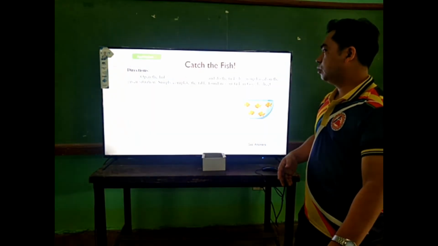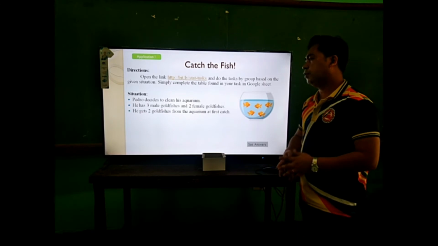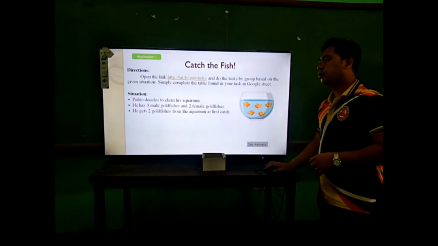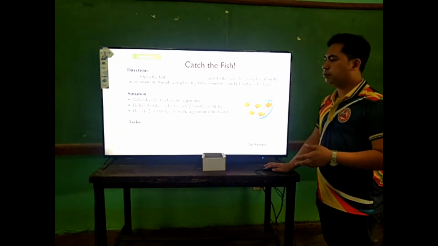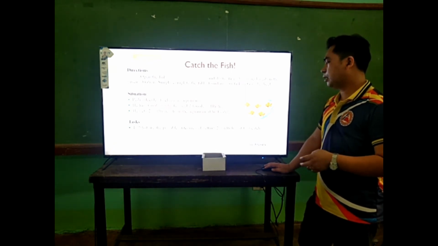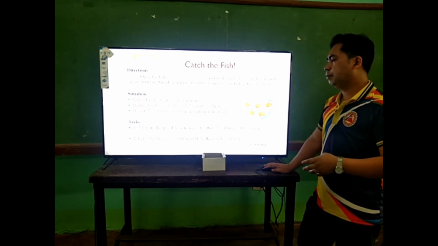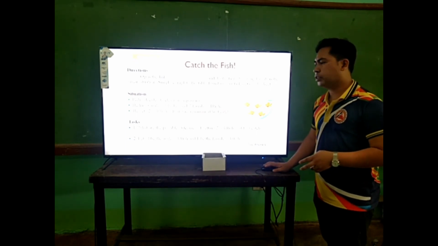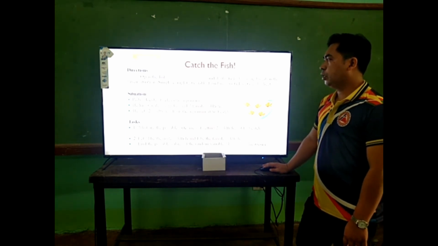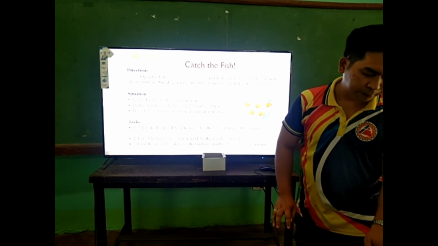First, let us have the situation. Pedro decides to clean his aquarium. He has 3 male goldfishes and 2 female goldfishes. He gets 2 goldfishes from the aquarium at the first catch. The first task is to answer the question: what are the possible outcomes of getting 2 goldfishes at the first catch? Then you are going to define the random variable M as the male goldfish and F as the female goldfish. You are going to find the possible values of the random variable M. If you go to this link, you are directed to a Google Sheet.